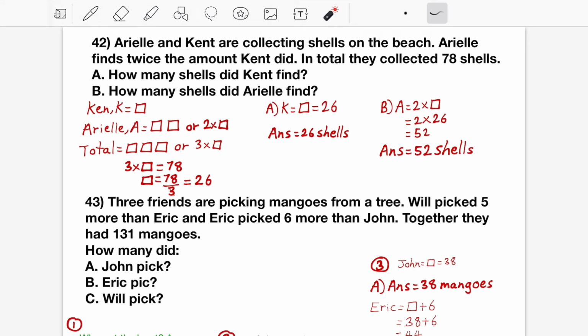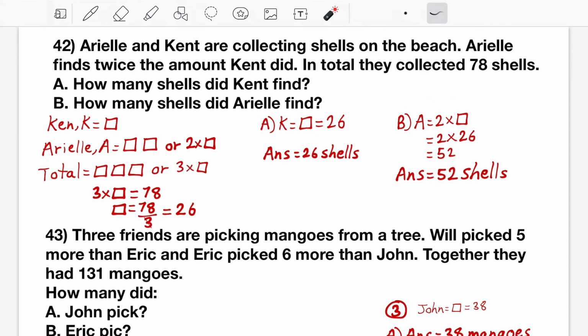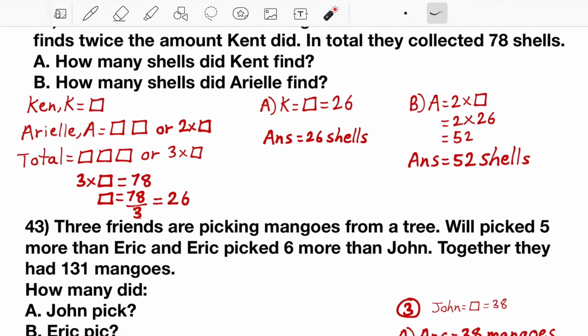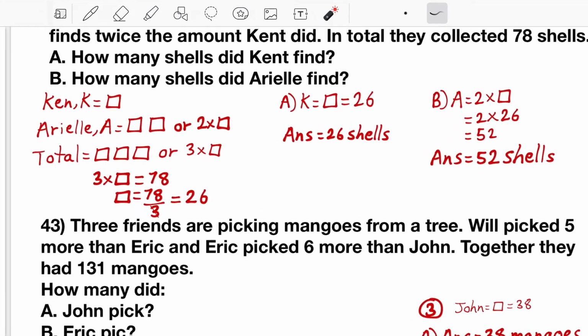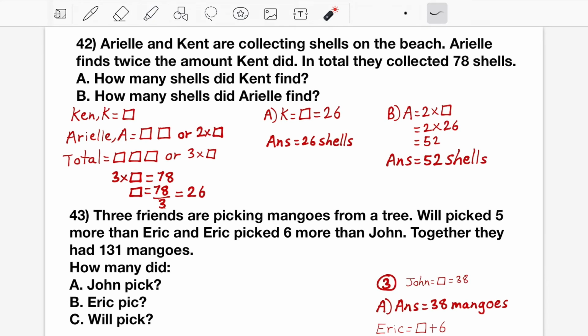So Ariel and Kent are collecting shells on the beach. Ariel finds twice the amount that Kent did. In total, they collected 78 shells. So here we have an unequal sharing between the two persons, or an unequal amount. So what we do is we check to see who is getting less. We know that Ariel has twice the amount, so Kent has less.